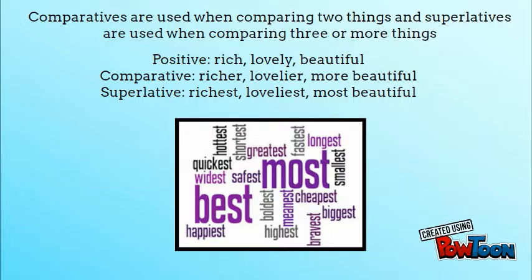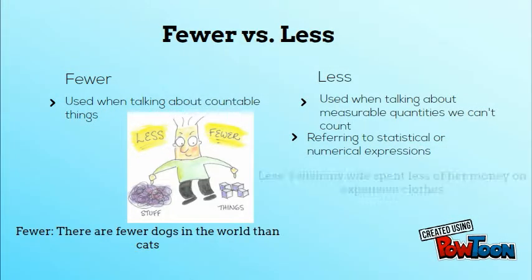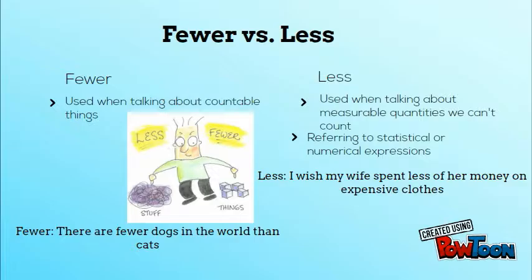Comparatives are used when comparing two things, and superlatives are used when comparing three or more things. Some examples of adjectives people often get confused is the difference between fewer and less. Fewer is used when talking about countable things. Less is used when talking about measurable quantities that we can't count.